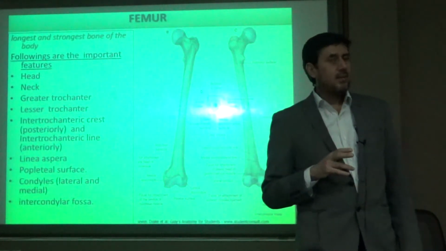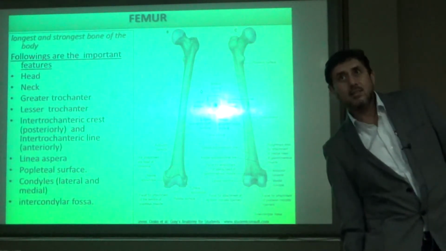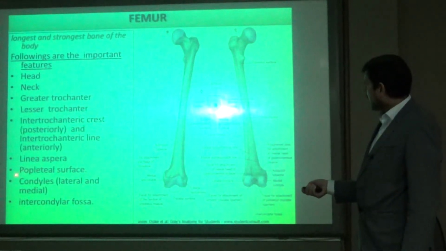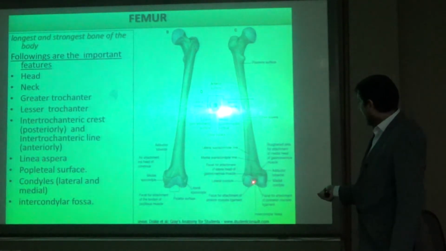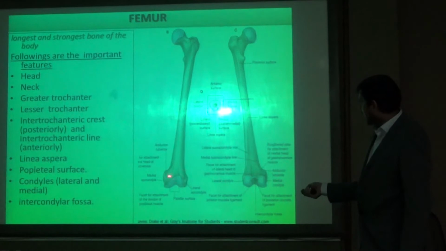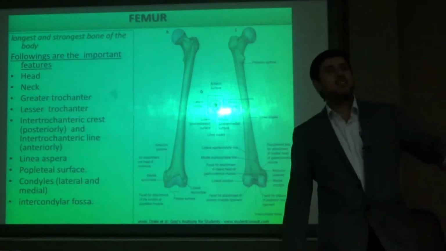Fossa. Here is the cubital, but here is... So what should be the name of this surface? This area, back side. And there is one depression, a fossa, between two condyles. This is condyle, this is condyle. Very simple.